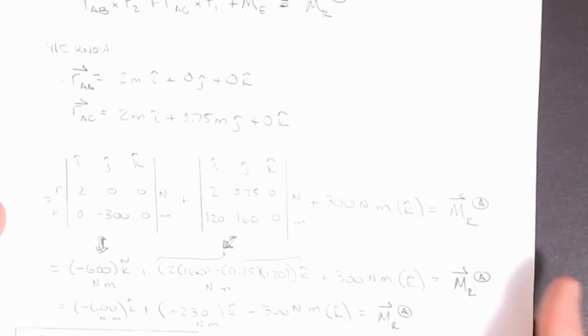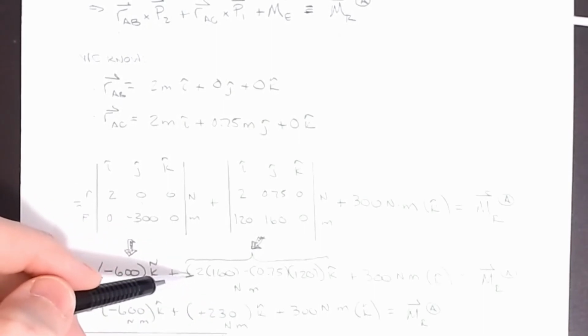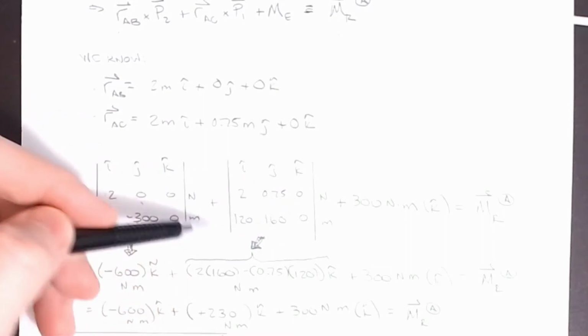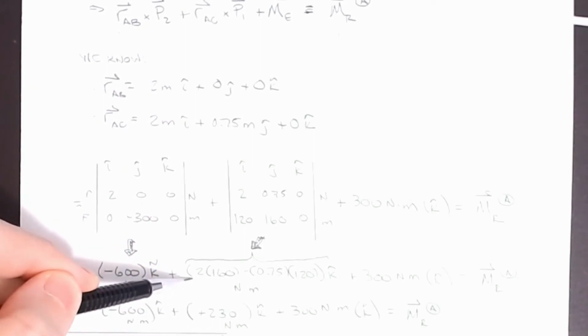All of that will be equal to my MR taken at A. This is my after side, and my before side is this big thing here. If we do the math and some simplification, there we go. We have a minus 600 Newton meters K. That's the result of solving this, plus 230 K. You notice that I have zeros here, so I'm doing a 2 by 2: 2 times 160 minus 0.75 times 120, times K. That's this term, and that number ends up being plus 230. Then my plus 300 is on this side. And notice everything is a K vector.